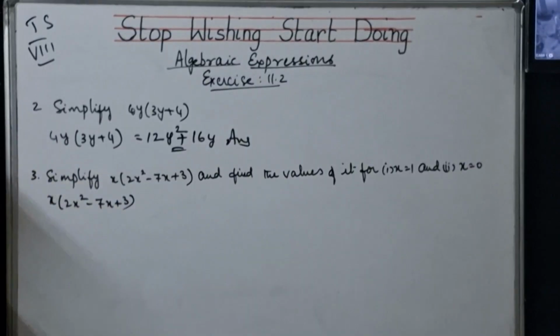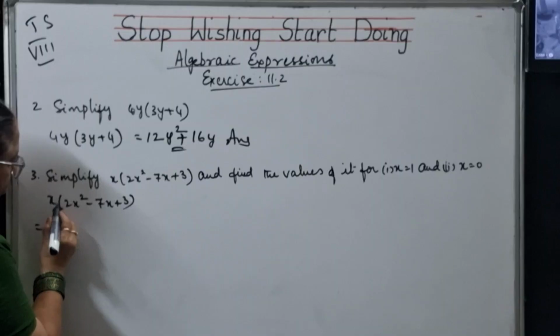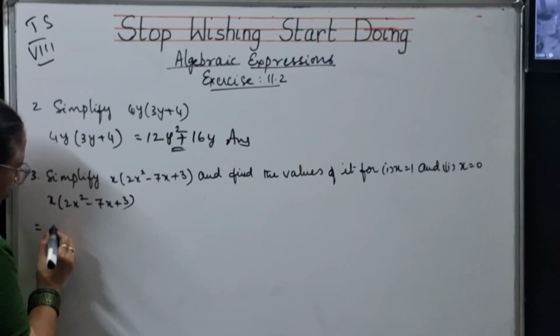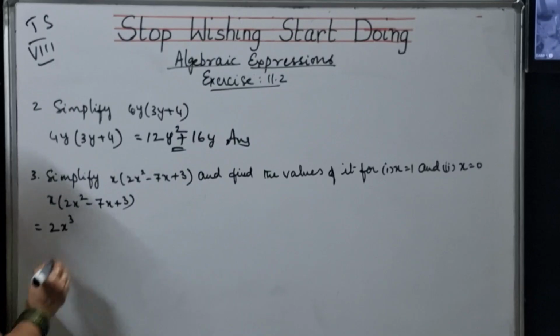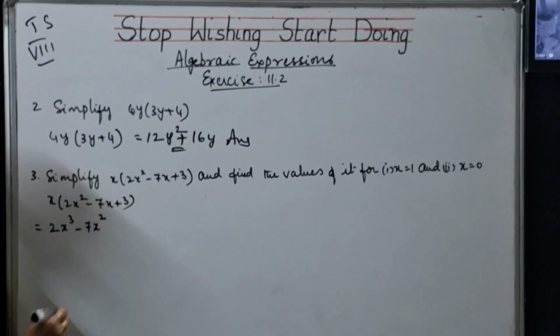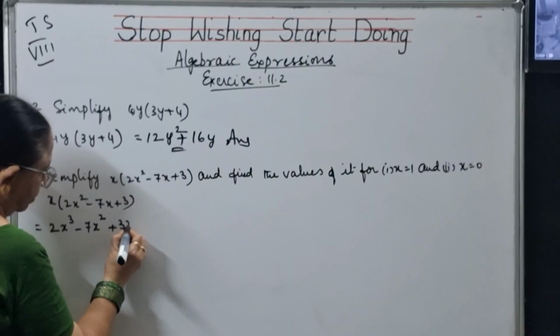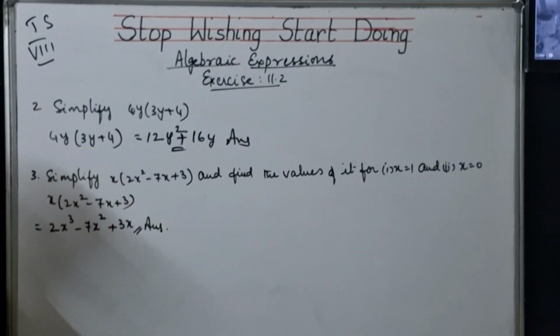Now third one, simplify x into 2x square minus 7x plus 3. Means we have to find the product. Afterwards, find the values of it when x is equal to 1 and x is equal to 0. So first let me simplify. This is nothing but 2 into, there is no number, 1, that is 2, x square into x is x cube, minus 7x square, plus 3x. This is the answer for the first bit.